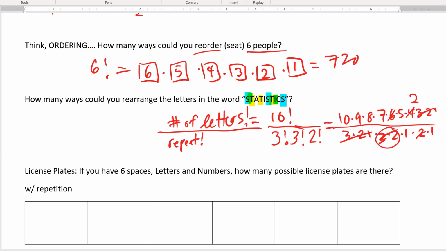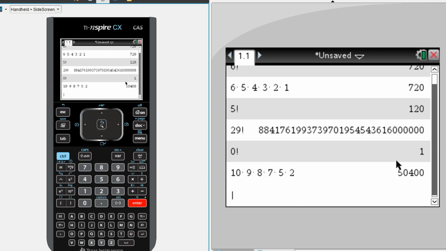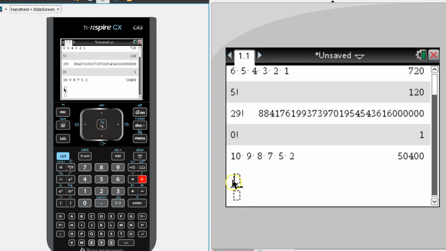10, 9, 8, 7, 5, 2 is what I'm looking at. So 10, 9, 8, 7, 5, 2 is all I had left on the top. So 50,400. Or, if you're going to do the fraction, do control, divide, to set up that top and bottom to keep track of it.